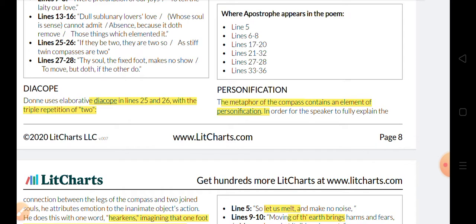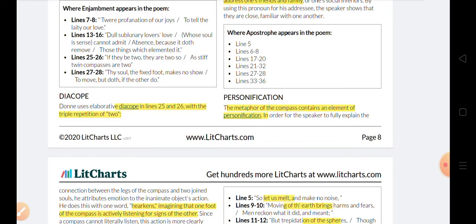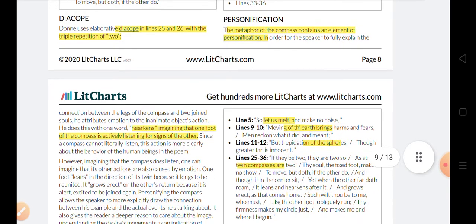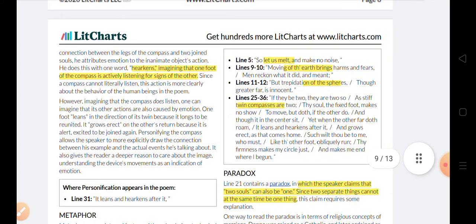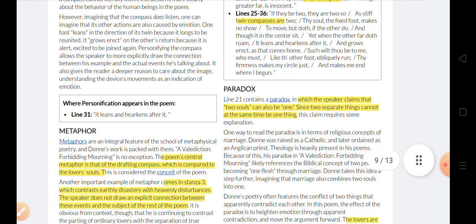Personification is also there, which means to give qualities of living, animated things to non-living, inanimate objects. So the metaphor of the compass contains elements of personification as well, and he used the word 'hearken,' which means imagining that one foot of the compass is actively listening to the other. Although we know that the compass foot doesn't listen, he used personification. It is in line 31.